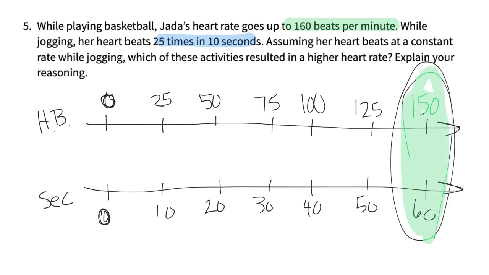And so jogging or basketball, well, we could see that basketball was 160 beats in a minute, whereas jogging was only, so to speak, 150 beats in that minute.